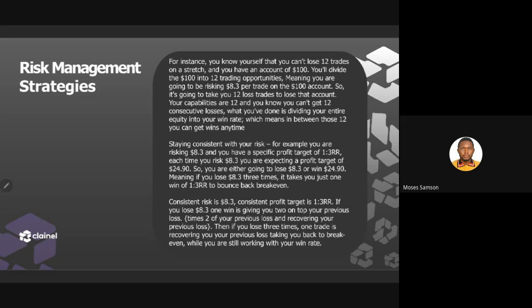You're risking this amount and you have a target of 1:3 for that amount you're risking. So your one represents your $8.3 and your three represents your target profits. So 3 times the $8 you're risking in your trade is your target profit. When you have these risk management strategies set out by dividing your total account into multiple trades, like dividing your $100 account to take 12 trades, each of your risk sizes will be $8.3, and that's what this strategy is explaining.